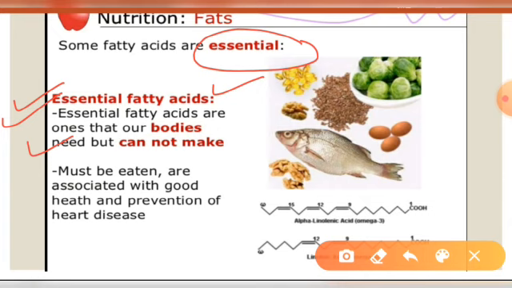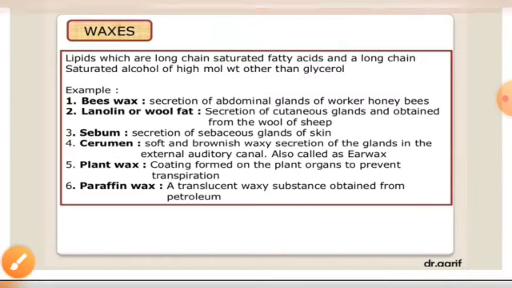because these fatty acids are not formed within our body and we are dependent especially on non-vegetarian diets for fulfilling the essential fatty acids.